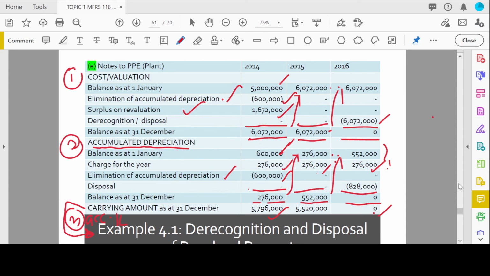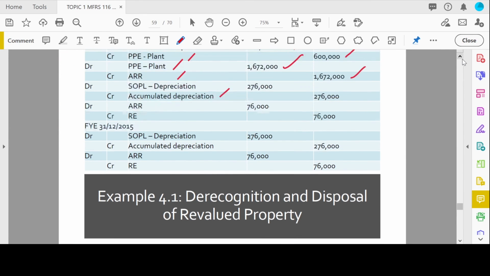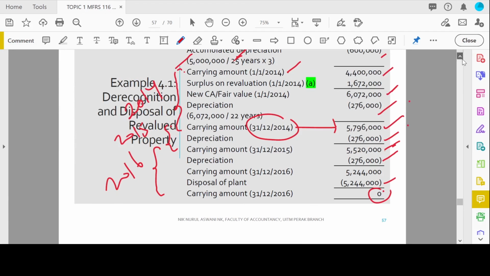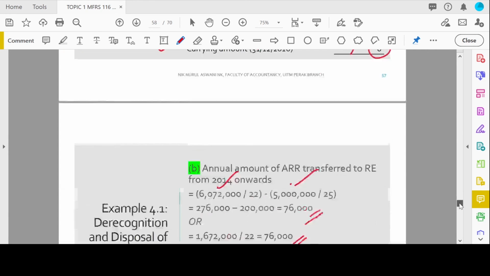Does it tally with the working that we prepared just now? Yes, the carrying amount is equal to 0. Year 2015 is 5.52. So our notes to PPE is correct.